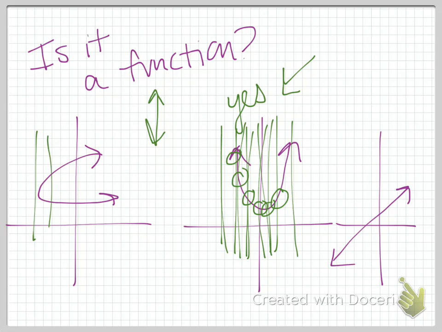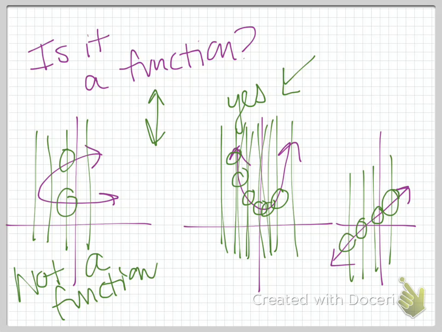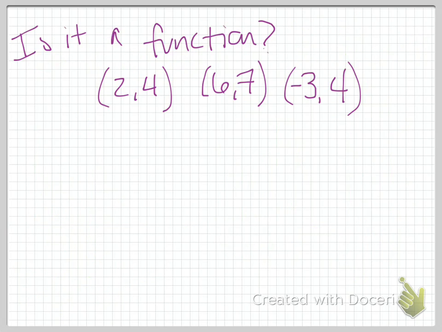Okay, if I do a bunch of vertical lines in this one, it hits twice. So it does not pass my vertical line test, so it is not a function. Okay, if I make a bunch of vertical lines, you can see that it's only hitting each vertical line once, so yes, it is a function. So this is called the vertical line test, to tell whether it's a function based on your graph.